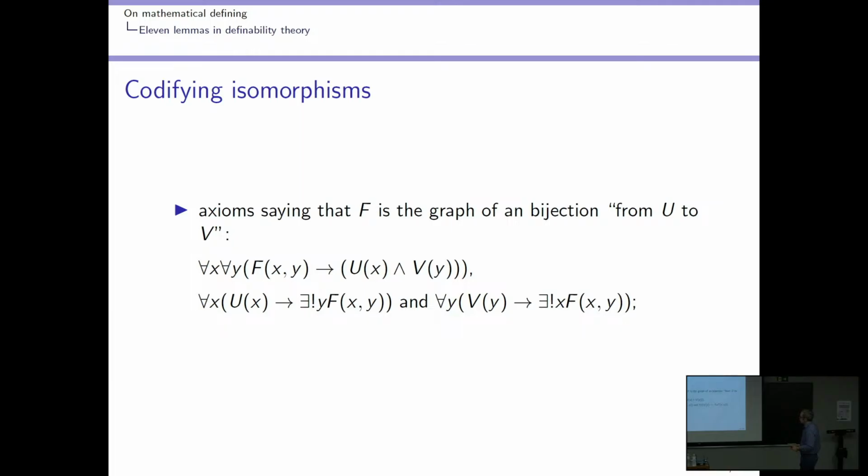This is another axiom. It is a first order axiom, right? No problem of writing it. And for every Y in the range, there is a unique X in the domain such that Fxy, so we have a bijection. It is a surjection and an injection.